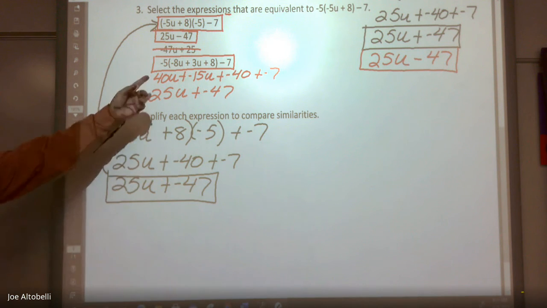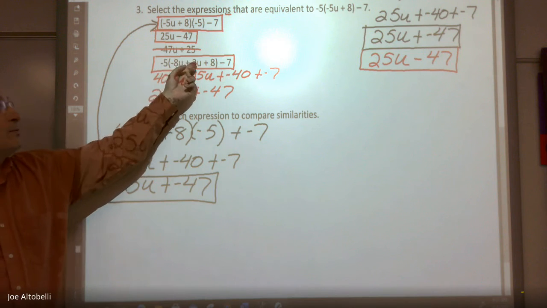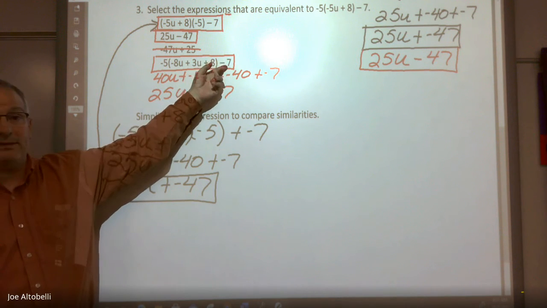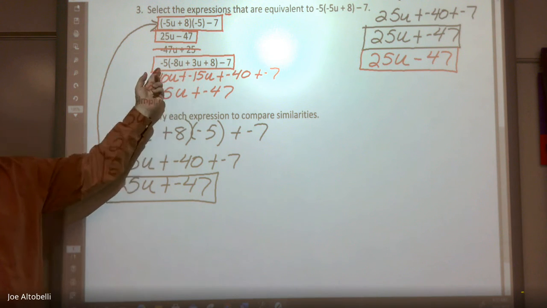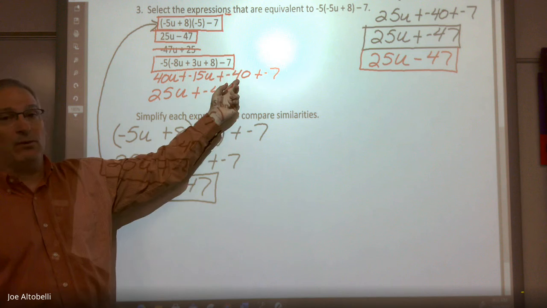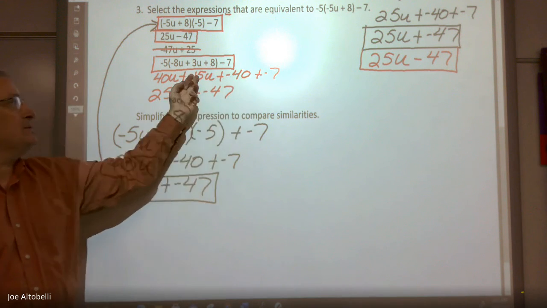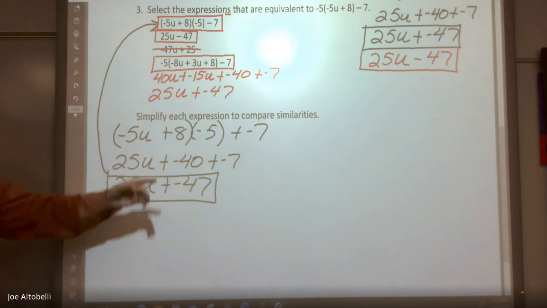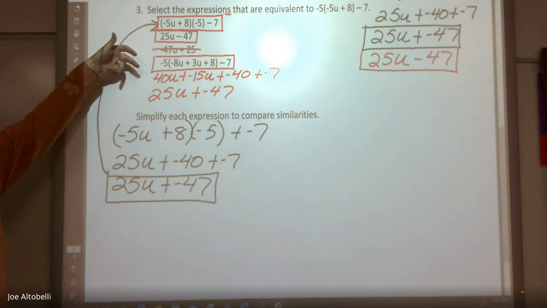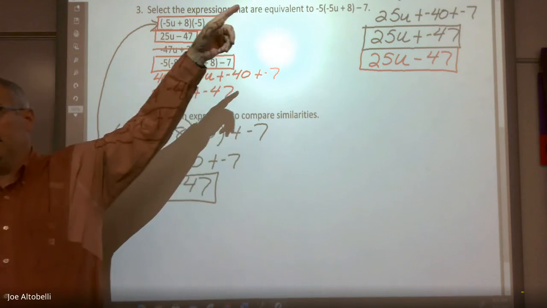So when you simplify this expression, we have to multiply the -5. Notice we have to multiply the -5 times all three numbers inside the parentheses. We go here, get 40, here, get -15, and there, get -40, okay? Then we combine like terms. These two give me 25, these two -47, which is the same. So I have three answers here that are equivalent.